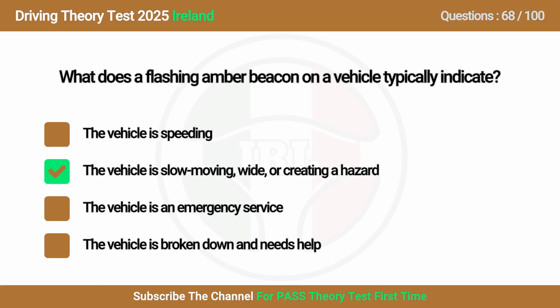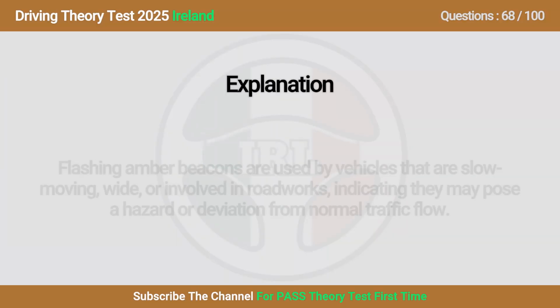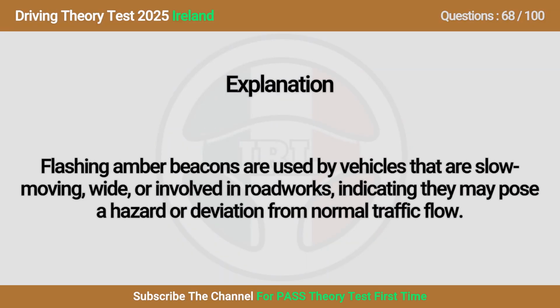Answer is B. The vehicle is slow-moving, wide, or creating a hazard. Flashing amber beacons are used by vehicles that are slow-moving, wide, or involved in roadworks, indicating they may pose a hazard or deviation from normal traffic flow.